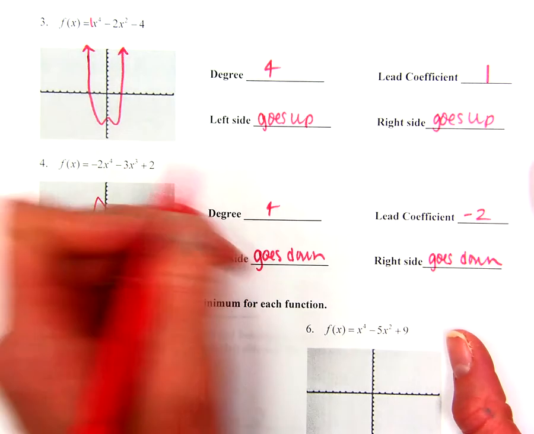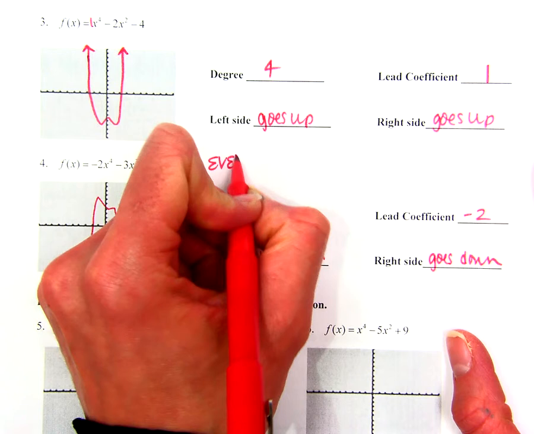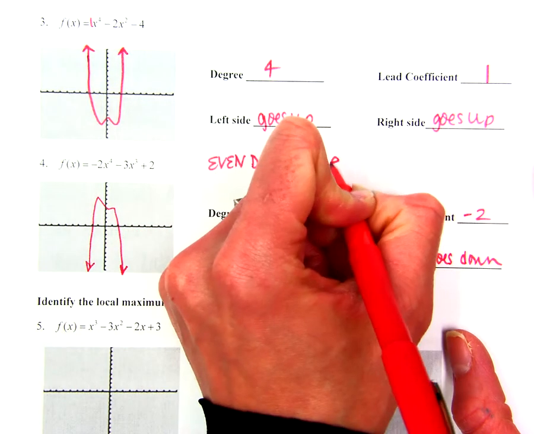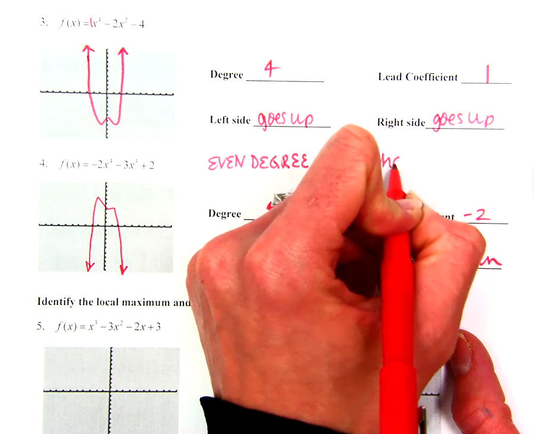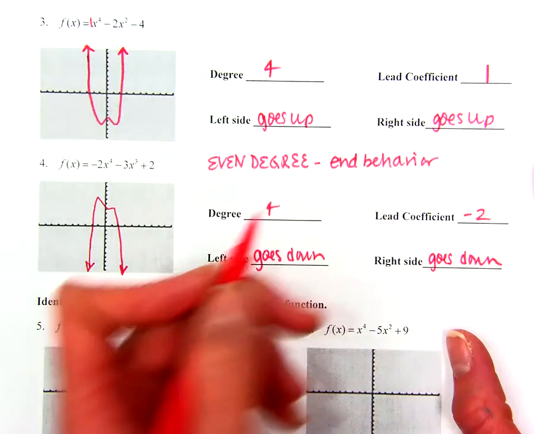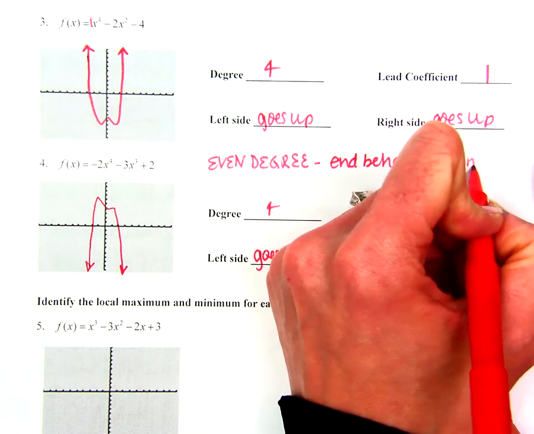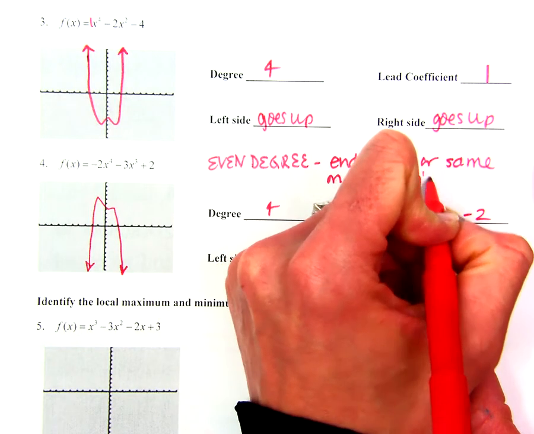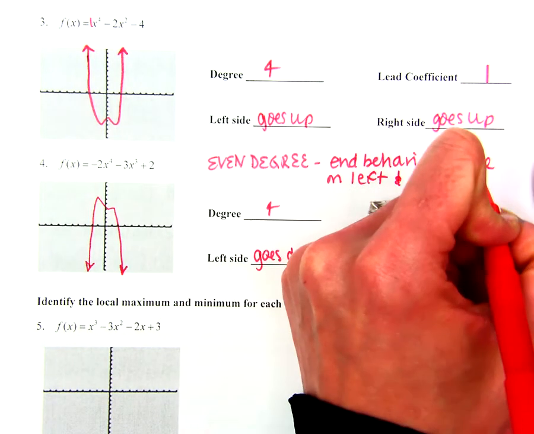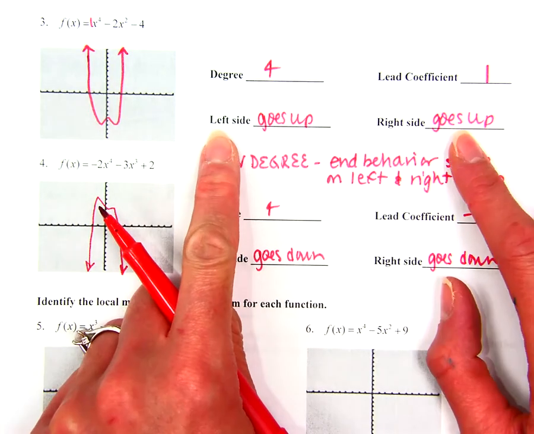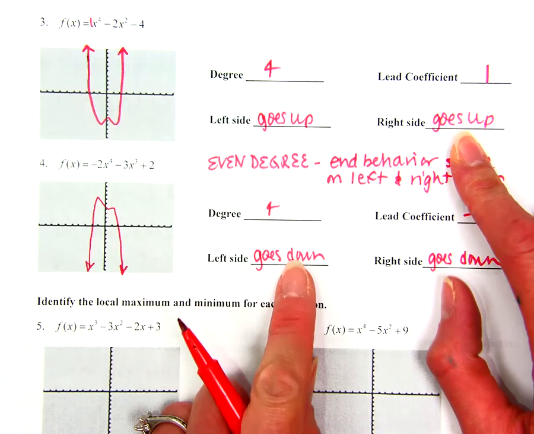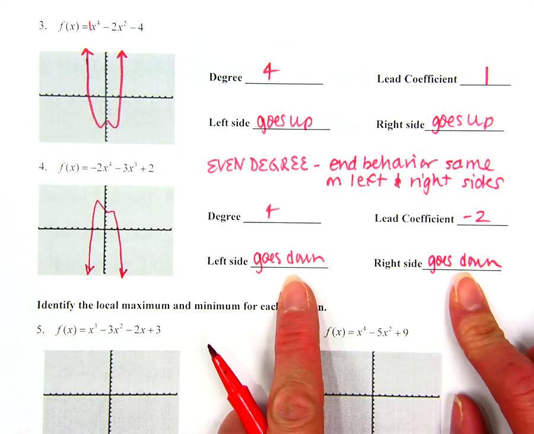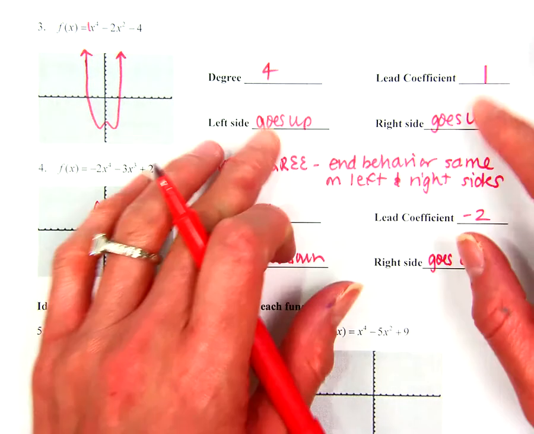So if it's an even degree, then my end behavior should be the same on both sides. Right, my left side went up in problem number 3, and my right side also went up. And in problem number 4, both sides went down. Okay, so they agree. Either they both go up or both go down.